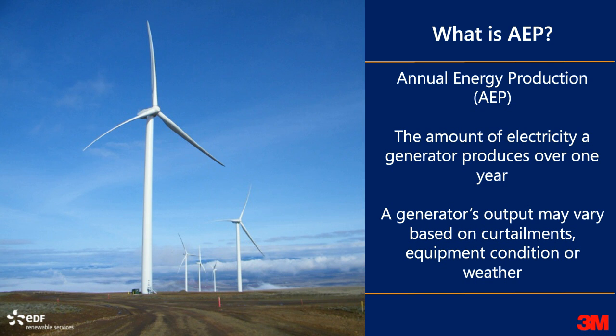So what is annual energy production? AEP is the amount of electricity a wind turbine generator produces over 1 year. What can be your major impacts to AEP? One can be major component failures, being gearbox failures, blade failures. This can lead to long-term downtime. We also have blade damage and blade erosion, which can reduce the performance of your wind turbine. Then we also have grid curtailments, which are completely outside of the control of the site.